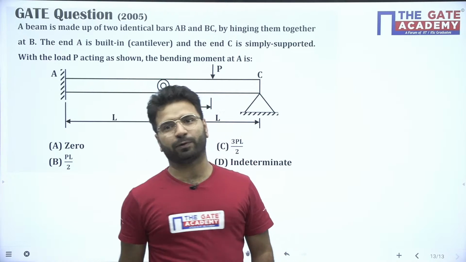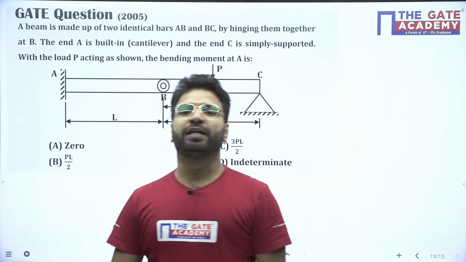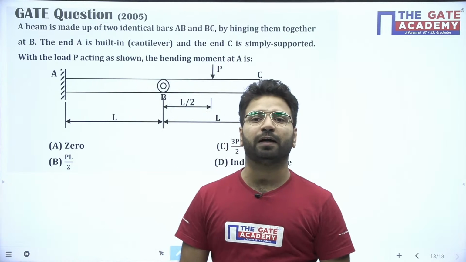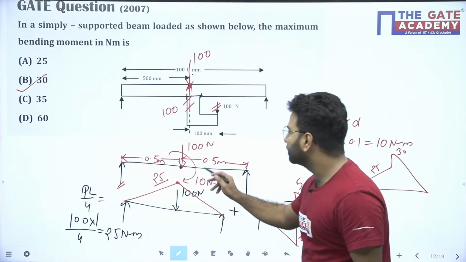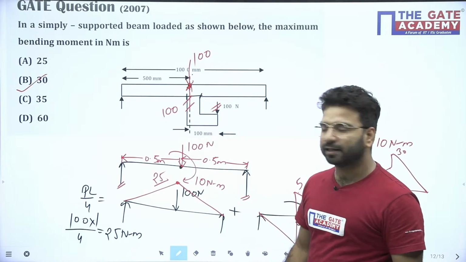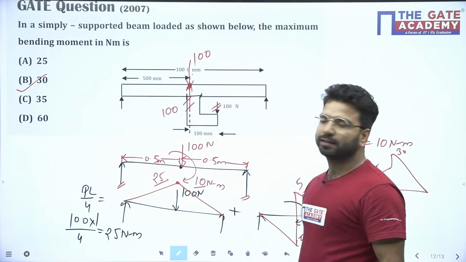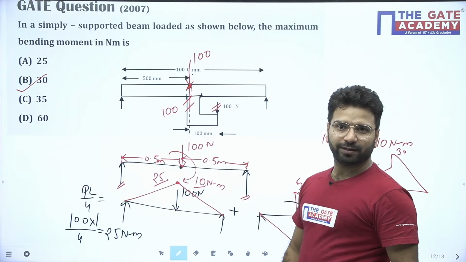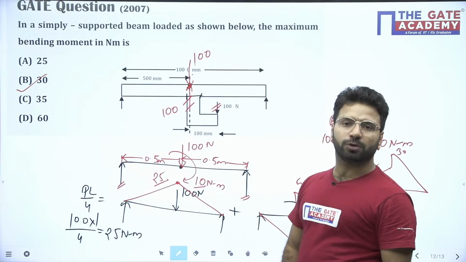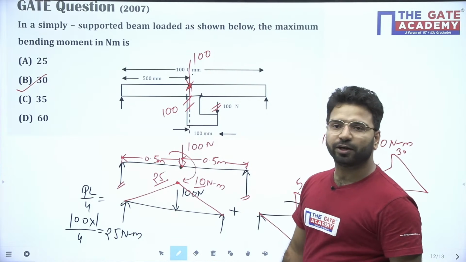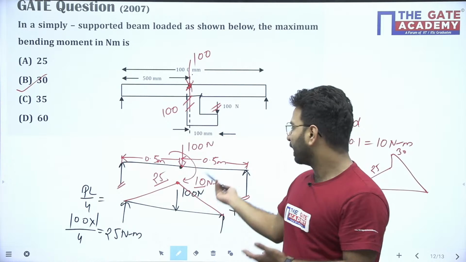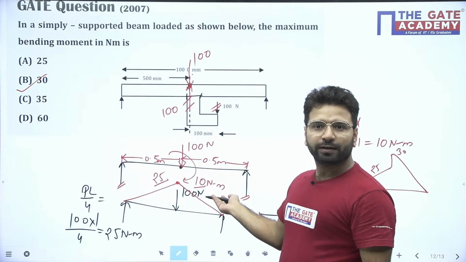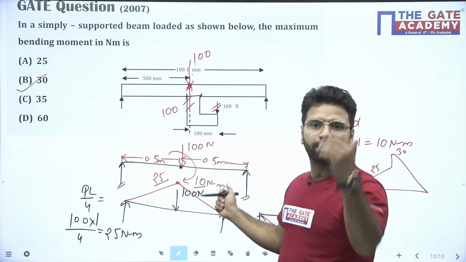No, you are calculating the support reactions wrong, beta. You are considering only the effect of this force in the support reaction. Beta, the moment is also present now. This 10 is also present. So consider the effect of this also while calculating the support reaction. You are taking only 100, so you are saying 50-50. No, bhai, the couple is also present.